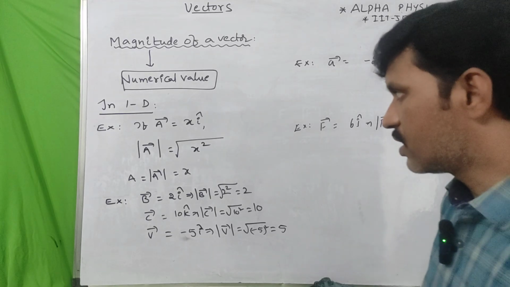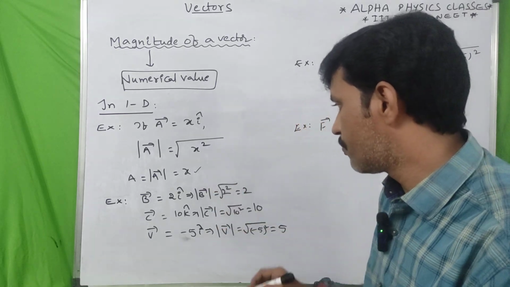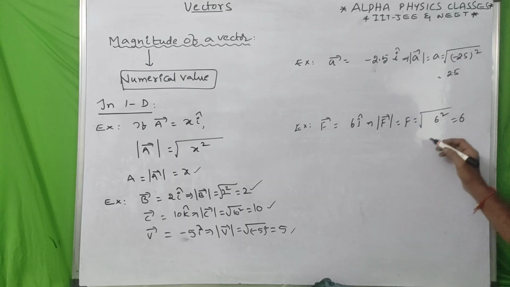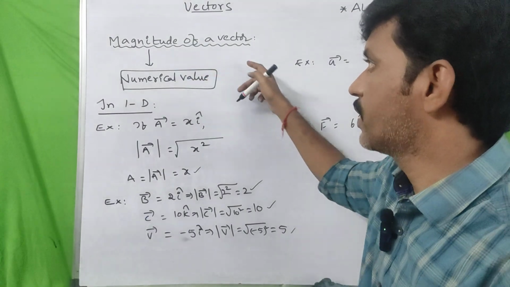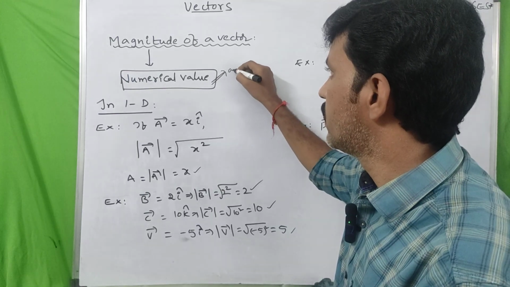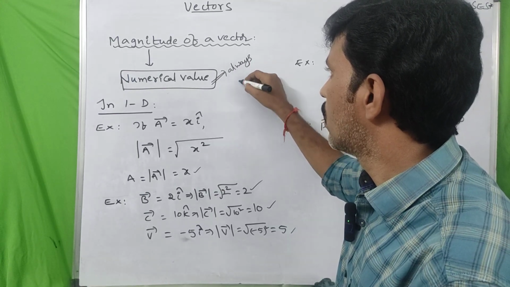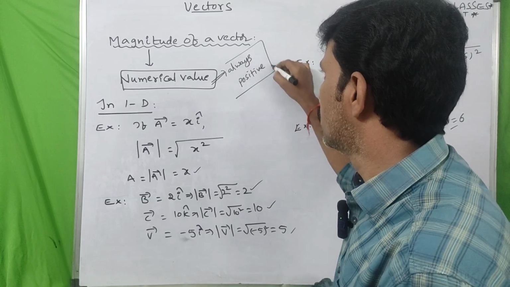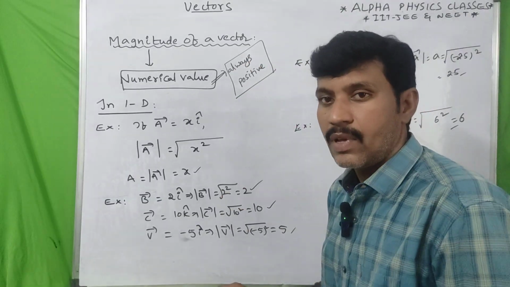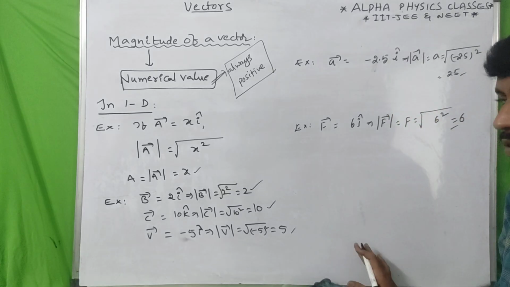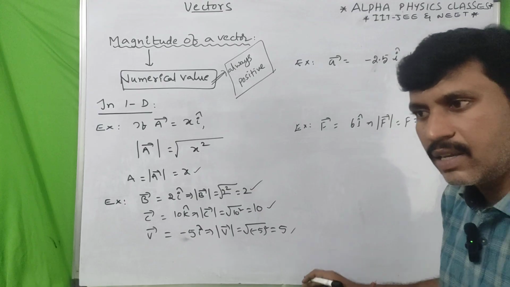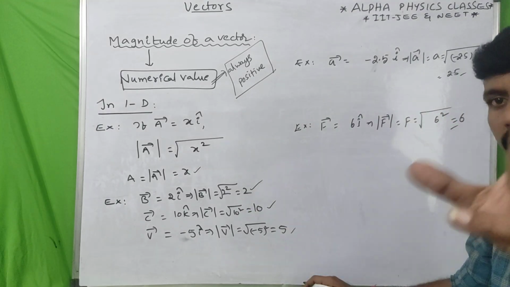Clear? And if you can understand, here positive value, here also positive value, here also positive value. That means what? Magnitude of a vector is always positive. Always positive. Clear? One dimension completed. Whatever the value may be, if the vector is given in one dimension, it means along i or along j or along k, any direction.